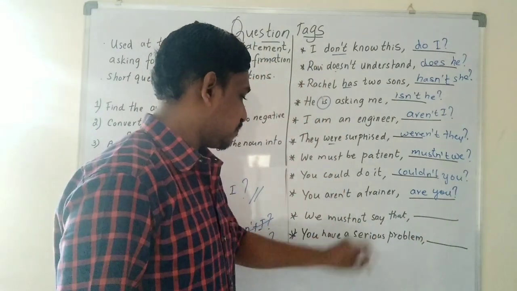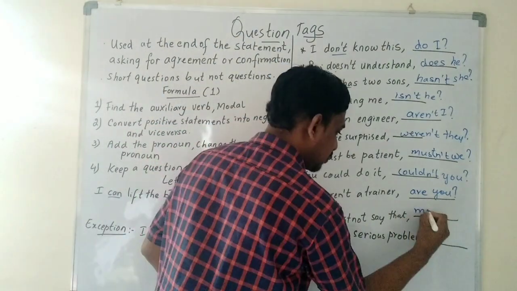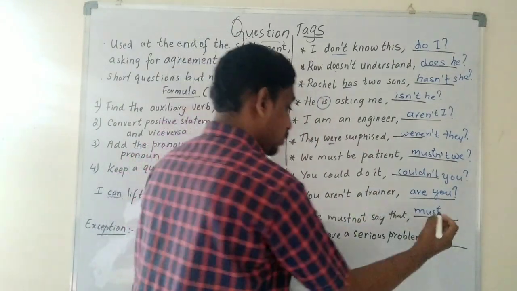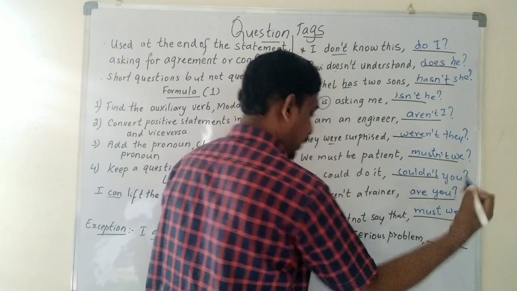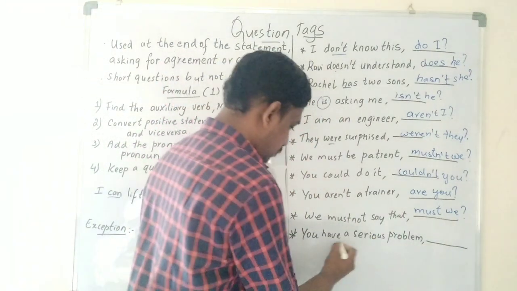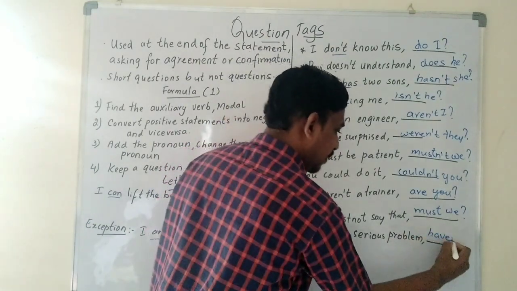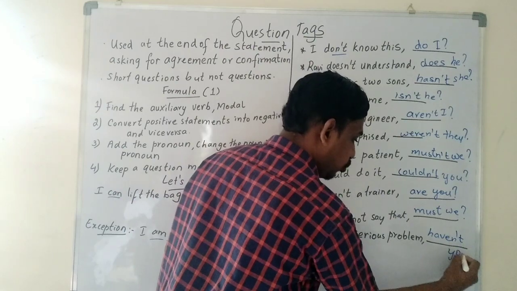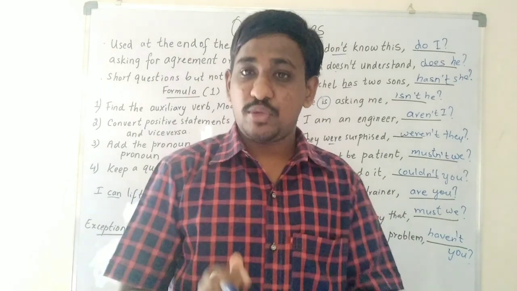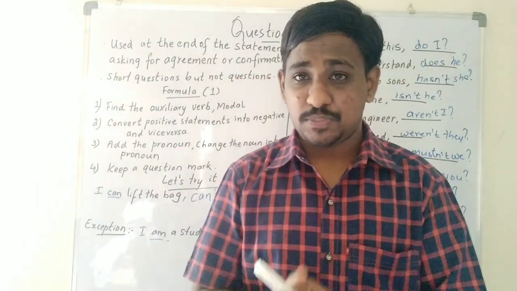Right. The next: we must not say that. We must not. So the modal is "must". It's negative, so let the tag be positive. Must we? Right. You have a serious problem. You have. Have. The statement is positive, so: haven't you? Haven't you? This is how to make question tags when the auxiliary verb or the modal is present.